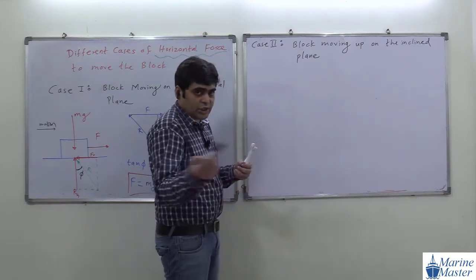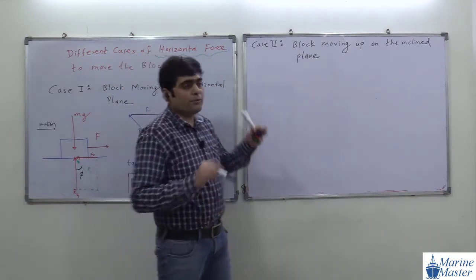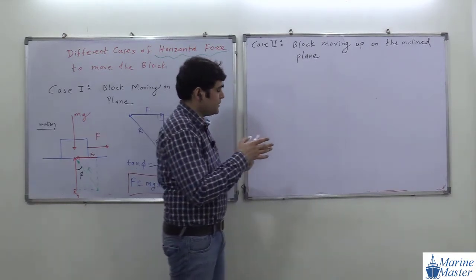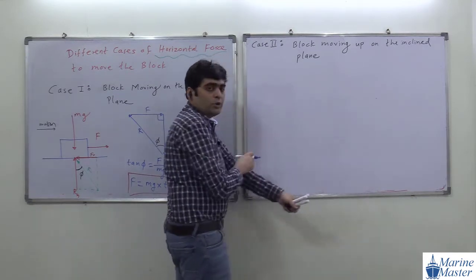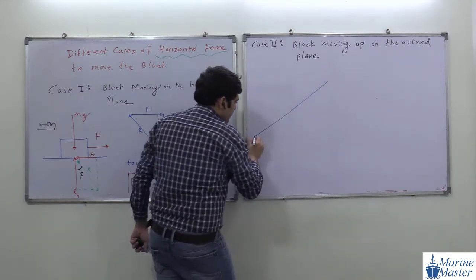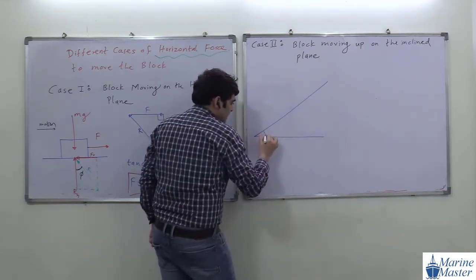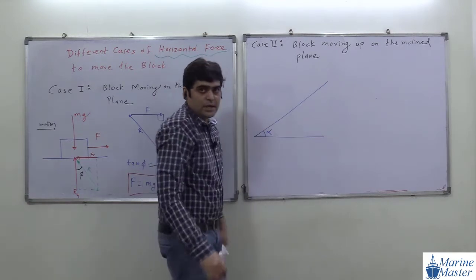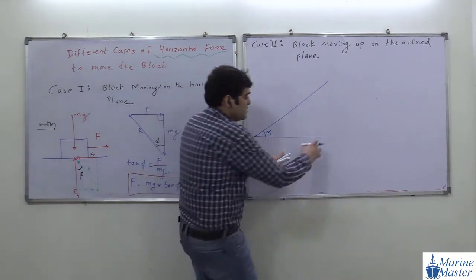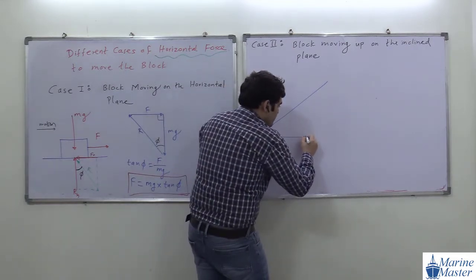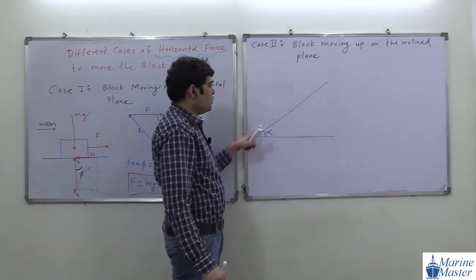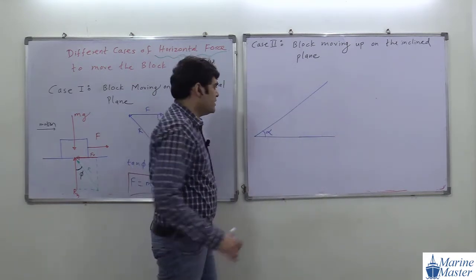In the earlier question, we studied a block moving up on the inclined plane. See the scenario here. This is our inclined plane. This is horizontal. This angle we are assuming is alpha. With respect to horizontal, the angle of the plane is alpha. This is a block.